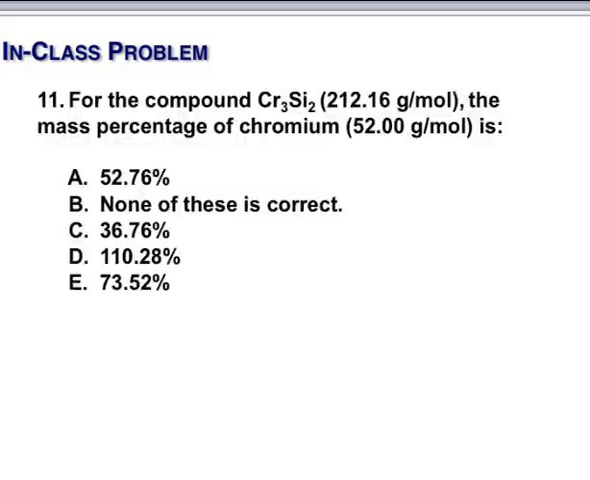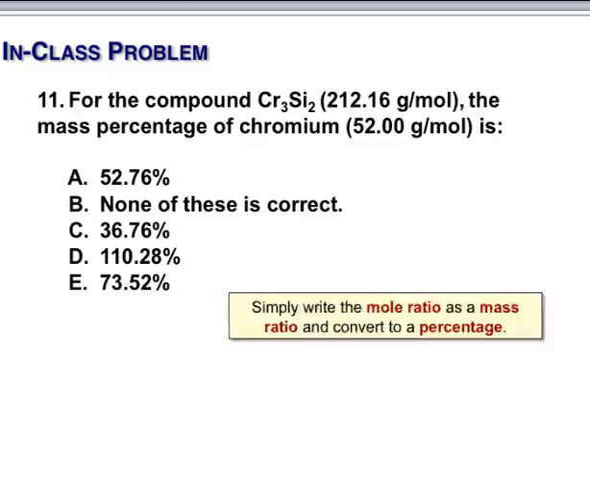Mass percentage of chromium. Well, chromium is 52 grams per mole. This stuff is 212 grams per mole. Remember, when we're going to do mass percentages, what we do is simply write the mole ratio. Then we're going to convert that to a mass ratio. Do the math, move our decimal place, and we're there.